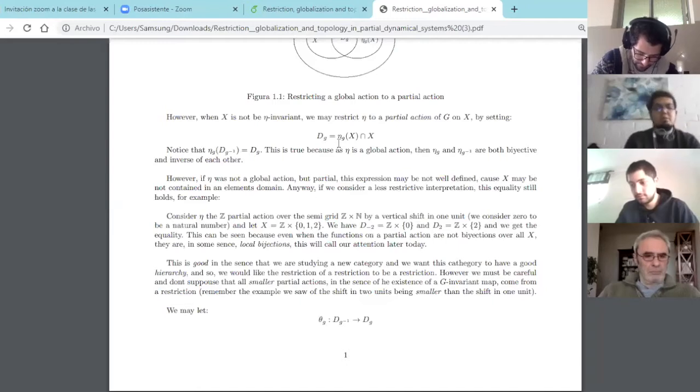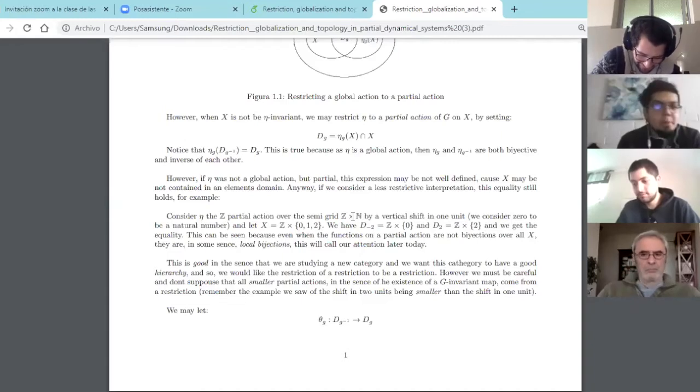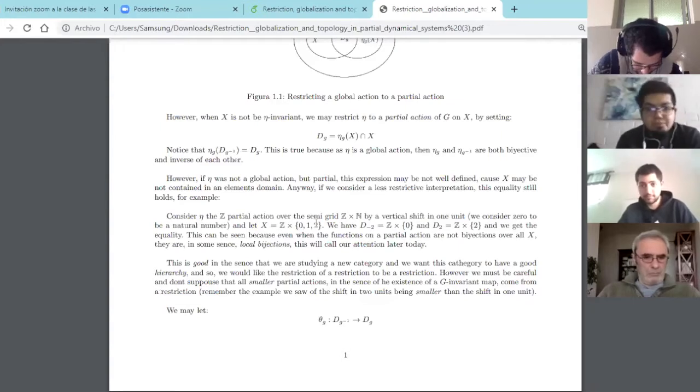Here I want to give an example. Consider eta the partial action over this semigrid. This is Diego's action: the vertical shift by 1 unit. And I will consider 0 to be natural. Let X be this subset, so just the first 3 lines somehow. So D of -2 will be only Z times 0.